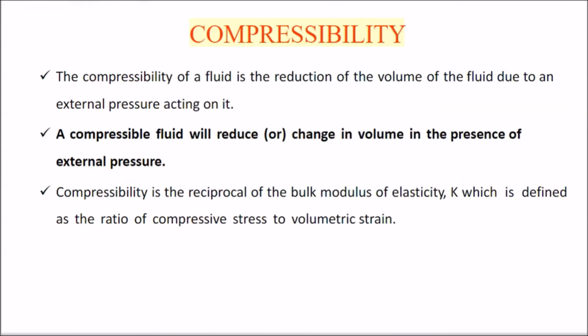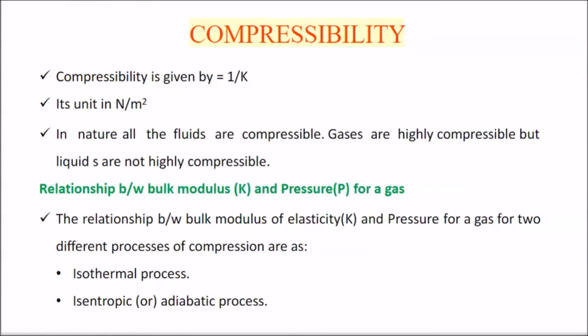Compressibility. The compressibility of a fluid is the reduction of the volume of the fluid due to an external pressure acting on it. A compressible fluid will reduce, or change, in volume in the presence of external pressure. Compressibility is the reciprocal of the bulk modulus of elasticity, which is defined as the ratio of compressive stress to volumetric strain. Compressibility is given by 1/K. Its unit is m2/N. In nature all fluids are compressible. Gases are highly compressible but liquids are not highly compressible.